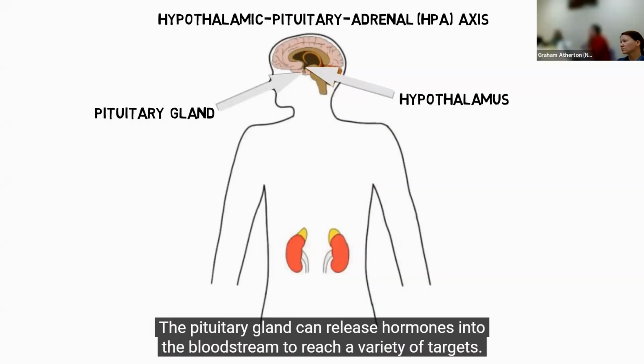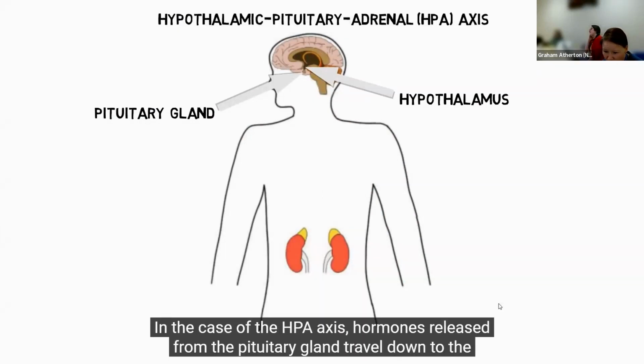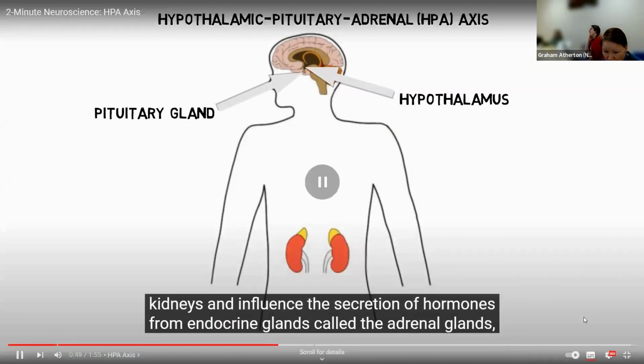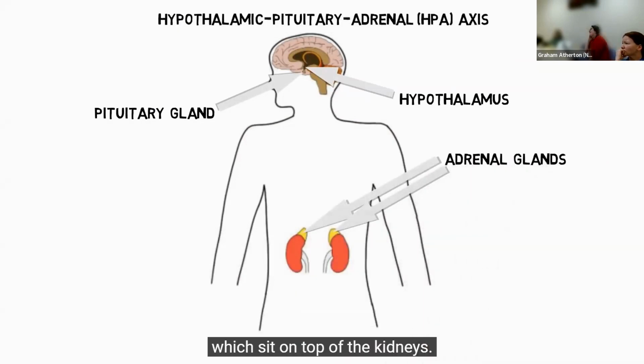The pituitary gland can release hormones into the bloodstream to reach a variety of targets. In the case of the HPA axis, hormones released from the pituitary gland travel down to the kidneys and influence the secretion of hormones from endocrine glands called the adrenal glands, which sit on top of the kidneys.